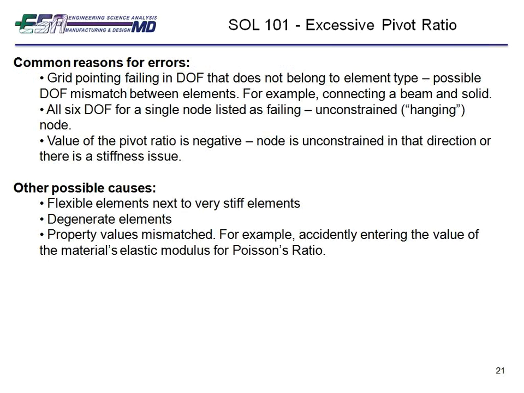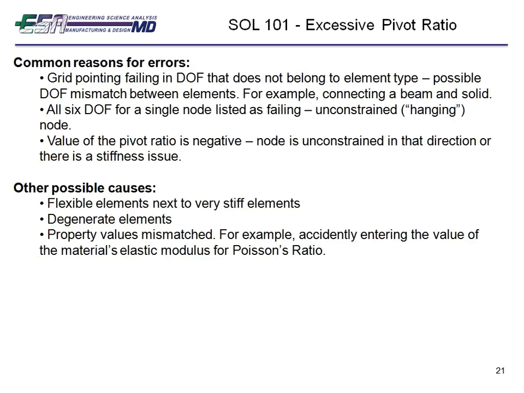Some possible reasons for error. If you have a grid point that's failing in degrees of freedom that don't belong to the element type, you probably have a degrees of freedom mismatch between elements. So for example, if you try to connect a beam and a solid together, you might see that solid node that's being shared failing degrees of freedom 4, 5, or 6. A node that's failing in all 6 degrees of freedom could possibly be constrained or hanging.